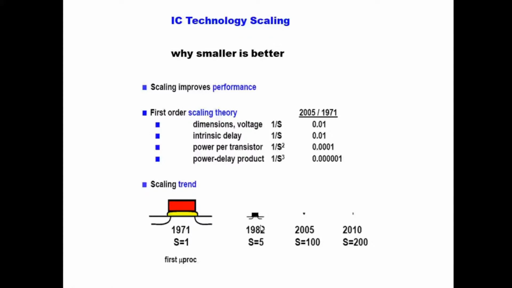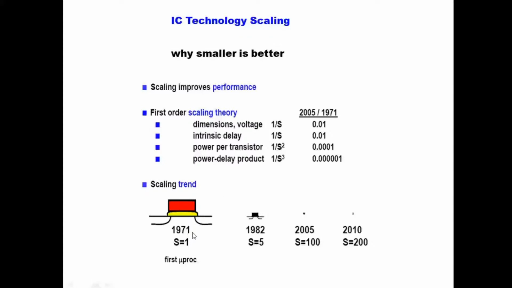IC technology scaling. Why do we want to scale the transistor? Why are smaller transistors better? Scaling improves performance. First order scaling theory tells you that the dimensions as well as the voltage are scaled by a factor of S. This results in a decrease in the intrinsic delay, power per transistor and power delay product.